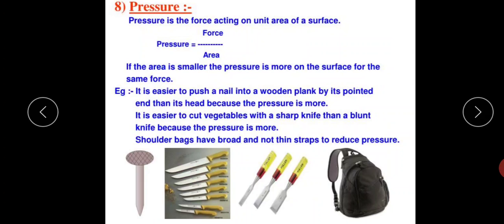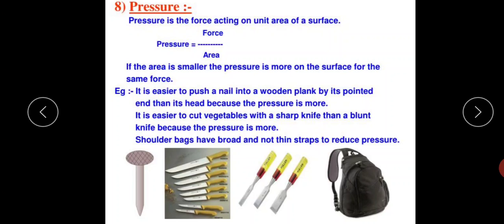And later we studied about pressure, that is, pressure is the force acting on unit area of a surface. In formula form, we can represent it as pressure is equal to force divided by the area. And we came to know the conditions of pressure. That is, if the area is small, the pressure exerted is more, and if the area is large, the pressure exerted is less. And we also discussed many more examples related to them.